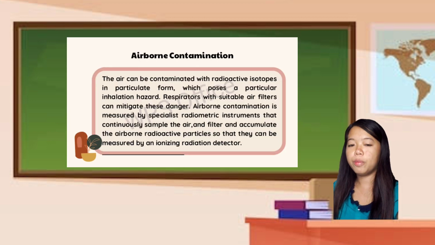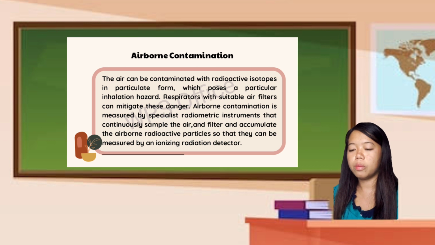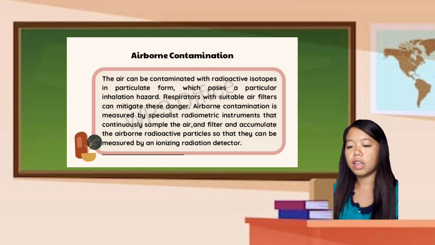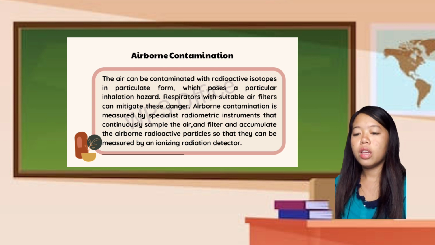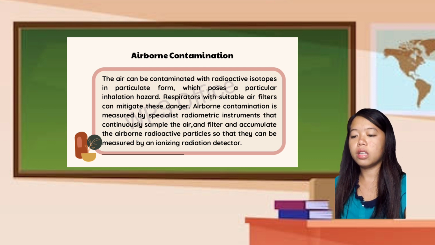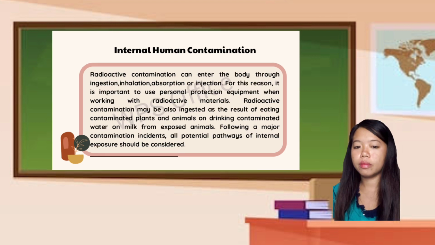Airborne contamination. The air can be contaminated with radioactive isotopes in particulate form, which possess a particular inhalation hazard. Respirators with suitable air filters can mitigate this danger. Airborne contamination is measured by specialist radiometric instruments that continuously sample the air and filter. To protect ourselves from this danger, we use special masks called respirators with air filters. These filters help to stop the radioactive particles from getting into our lungs when we breathe.